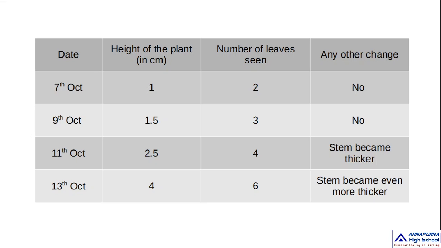So when we observe every day like this, what happened on 15th October or 19th October? Day by day its height increased and the number of leaves also increased and its stem became thicker and thicker. These kinds of changes we have to observe. So for this you have to take a seed, plant it, observe the changes and note them down in your notebook. Okay, children.